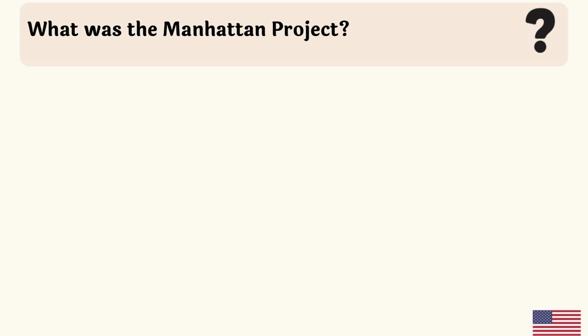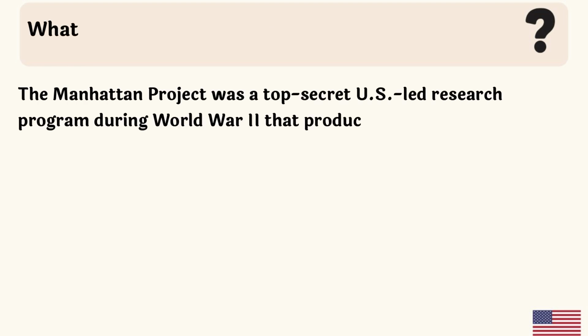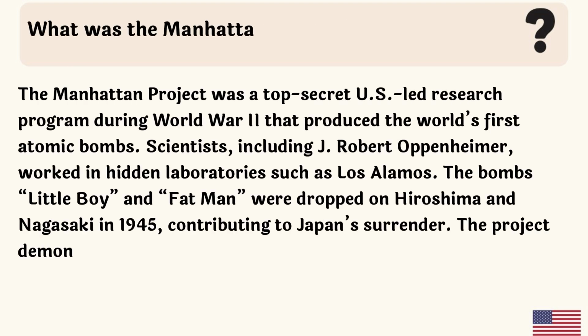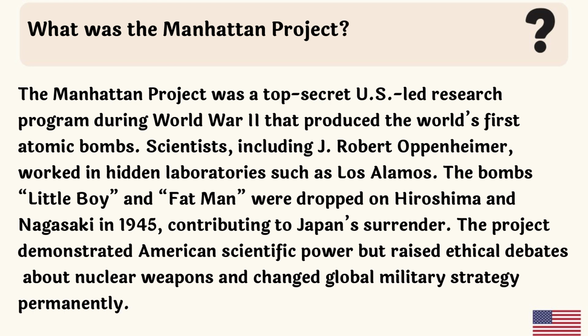What was the Manhattan Project? The Manhattan Project was a top-secret US-led research program during World War II that produced the world's first atomic bombs. Scientists, including J. Robert Oppenheimer, worked in hidden laboratories such as Los Alamos. The bombs Little Boy and Fat Man were dropped on Hiroshima and Nagasaki in 1945, contributing to Japan's surrender. The project demonstrated American scientific power, but raised ethical debates about nuclear weapons and changed global military strategy permanently.